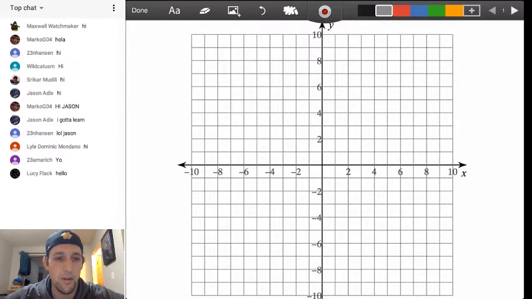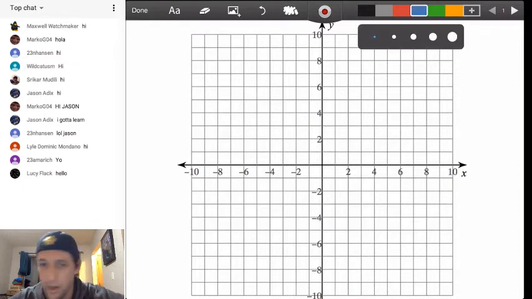So looking at your review, which I got to pull up on a separate screen here, let's take a look at number 7, which reads y equals -1/5 x minus 3.